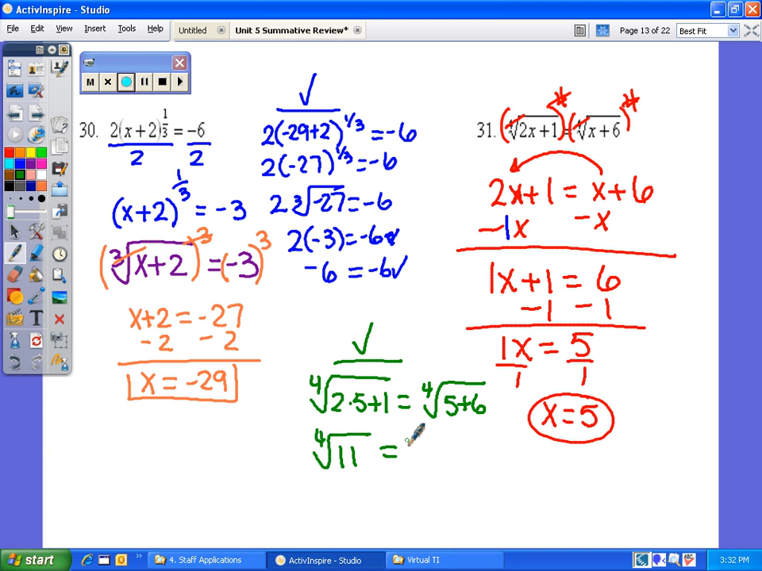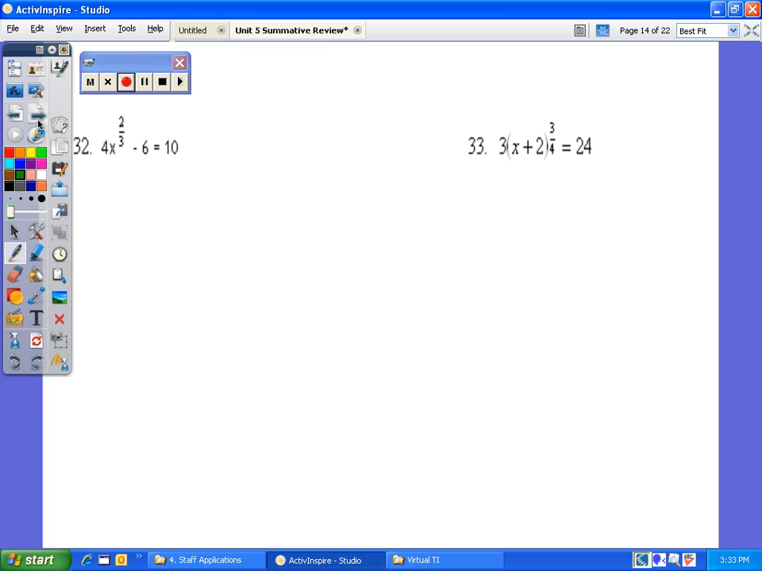And I have the 4th root of 11 equals the 4th root of 11. That's it. You don't have to do anything else because we don't know what the 4th root of 11 is. Alright, so that ends the solving portion. So remember, rewind and keep playing as you continue to try to understand it. Oh, wait, 2 more solving questions.